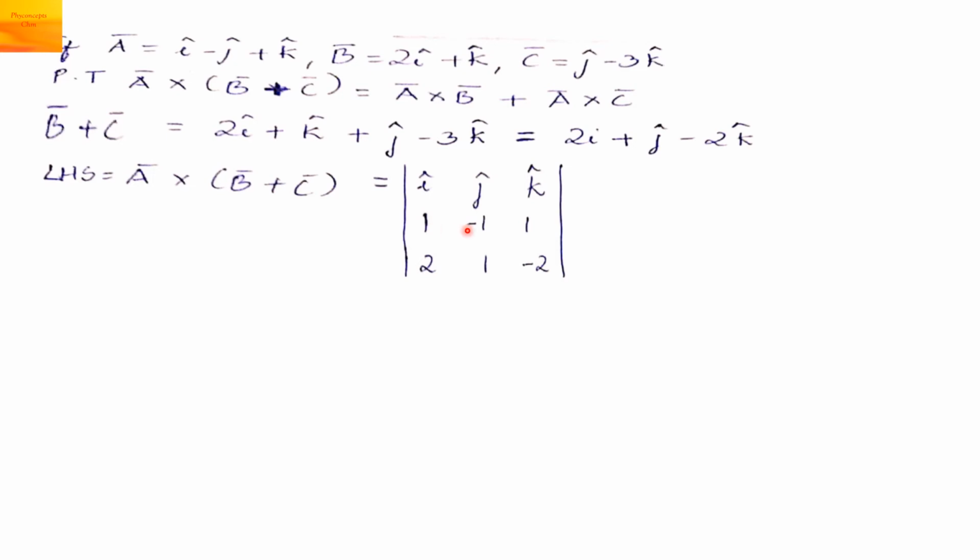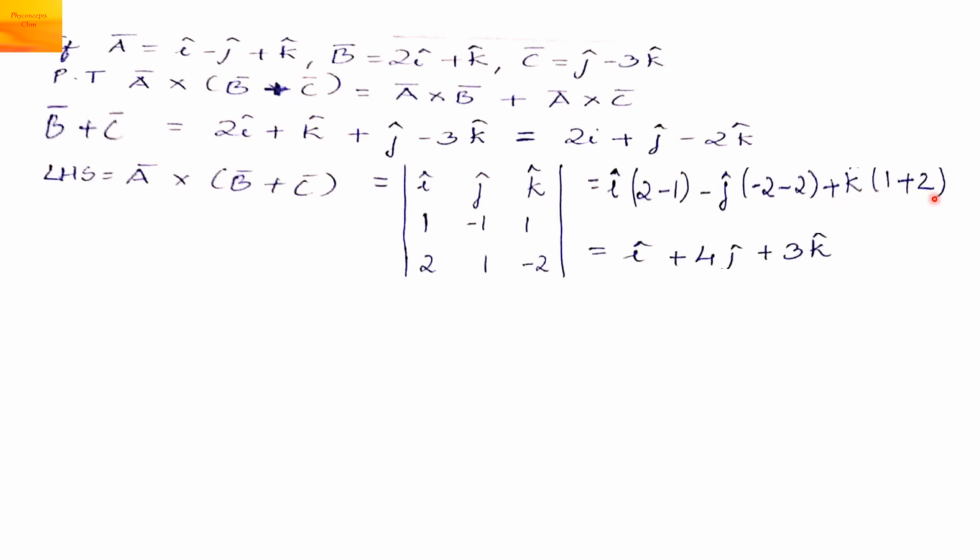that will be equal to the determinant form i cap j cap k cap, 1 minus 1 1, 2 1 minus 2. So that will be i cap into 2 minus 1, minus j cap into minus 2 minus 2, plus k cap into 1 plus 2. Solving this we get i cap plus 4j cap plus 3k cap. This is the left hand side. Now we will find the RHS.